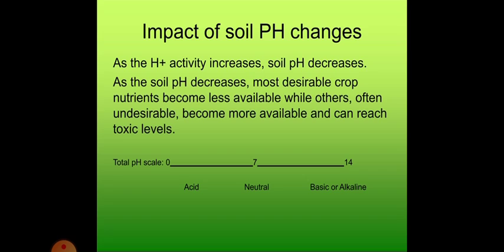Now comes impact of soil pH changes. As the H plus activity increases, soil pH decreases. As the soil pH decreases, most desirable crop nutrients become less available while others, often undesirable, become more available and can reach toxic levels. Total pH scale 0 to 14: acid, neutral and basic or alkaline.